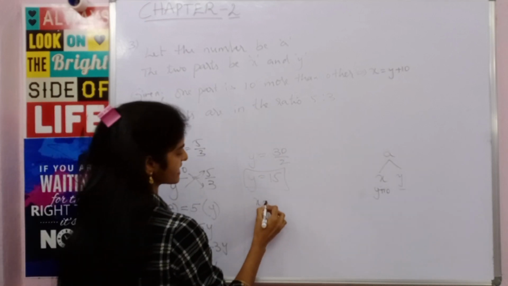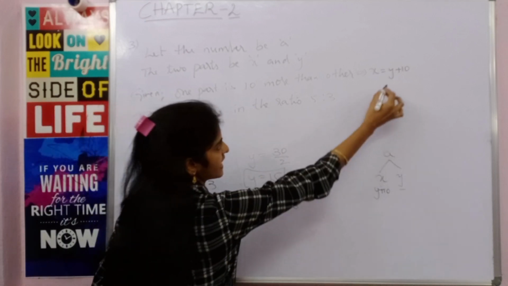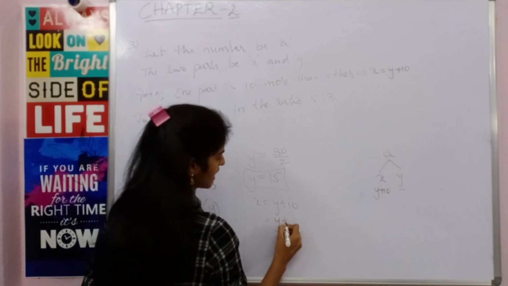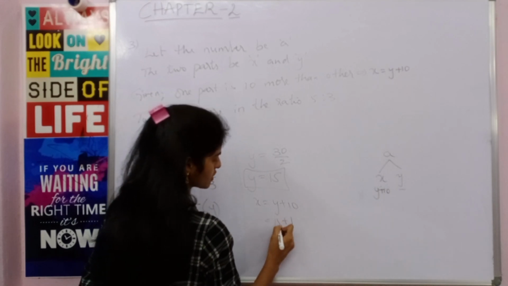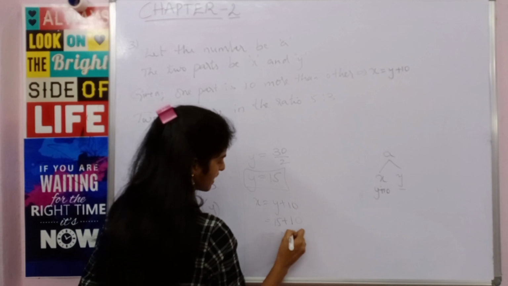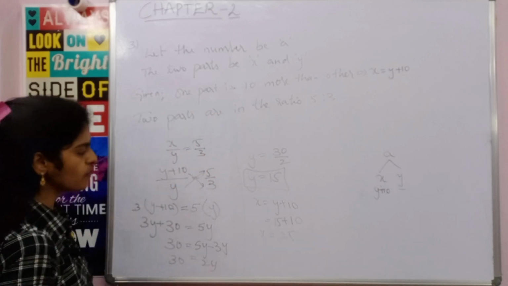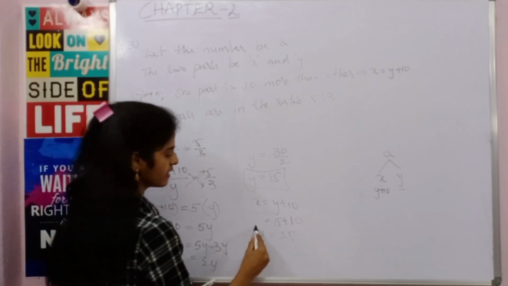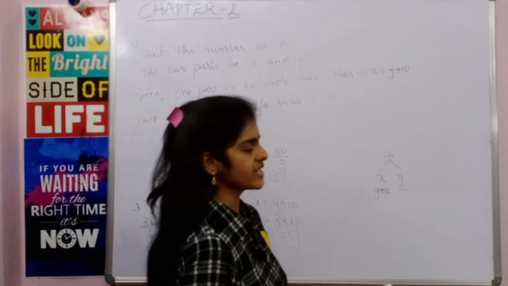Now one number, y, is 15. Now what is x? X is nothing but y plus 10. We have taken it. So x is nothing but y plus 10. So y is 15, so x is 15 plus 10. X is 25. Okay. So the two parts are 15 and 25. Clear? So what is the number now?